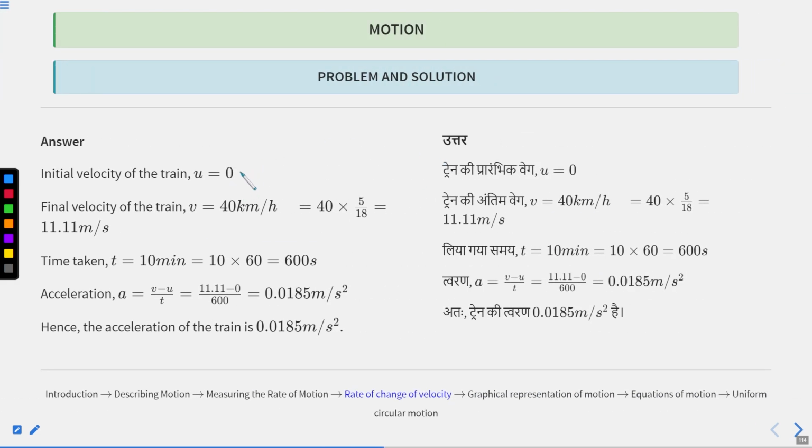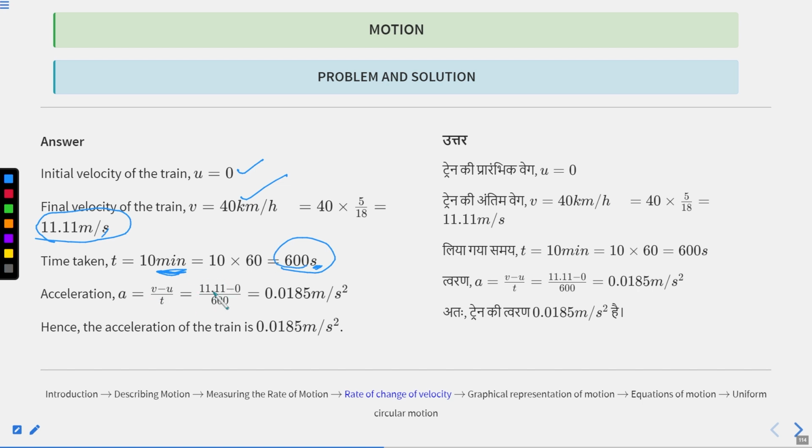Initial velocity is 0, final velocity is 40. We have converted kilometer per hour into meter per second, and it comes out to be 11.11. Time taken: we converted minutes into seconds, and we know that 1 minute contains 60 seconds. So the final answer is 600 seconds.